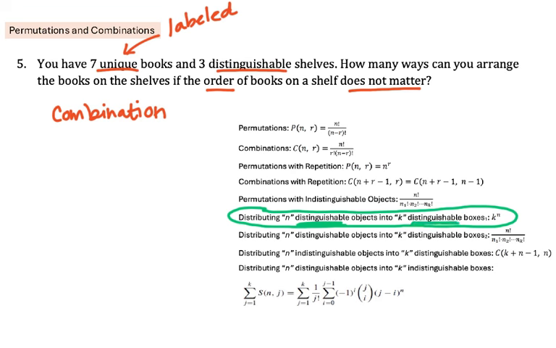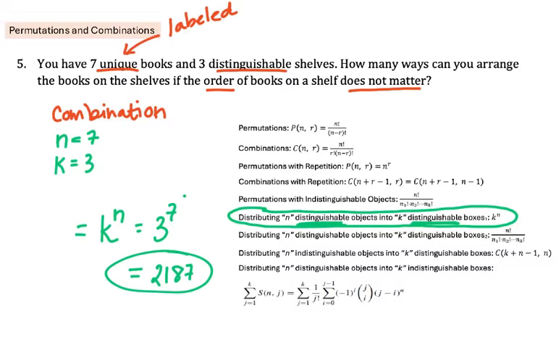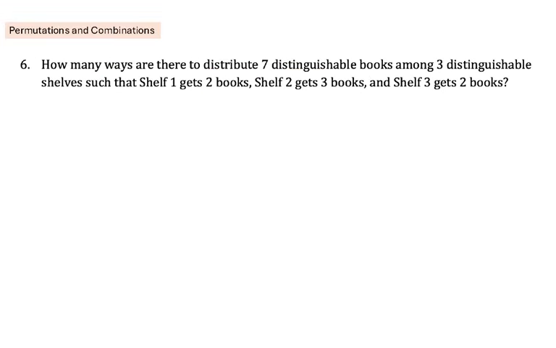They're all different. So they're saying n is the number of items, so n equals 7. K is the number of boxes or shelves, so in this case k equals 3. And the formula just says that the number of ways to do that is k to the n. So in this case, 3 to the power 7, which is 2187.